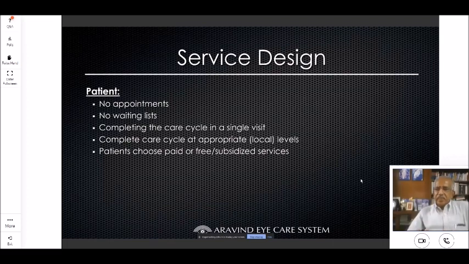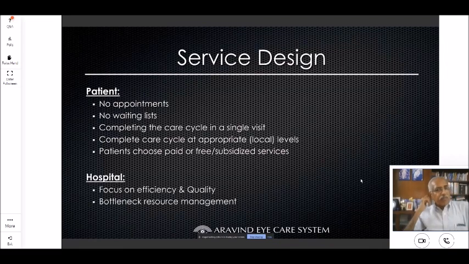So we designed things to minimize cost for the patient. And within the hospital, we focused on efficiency and quality to bring our costs down. If you become very efficient, and if you're giving good quality work, that means you're doing it right the first time and every time. That also reduces the cost. And then very aggressively managing bottleneck resources. Because every organization will have bottlenecks. It is not a bad thing. It's just the reality. It all depends on how you manage the bottleneck that increases your throughput.